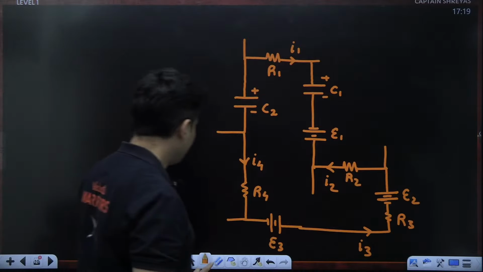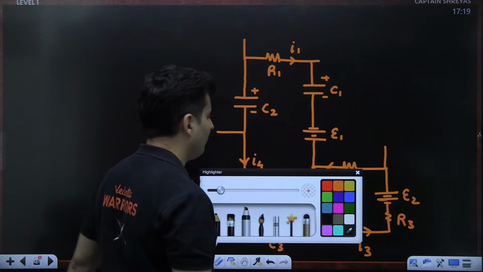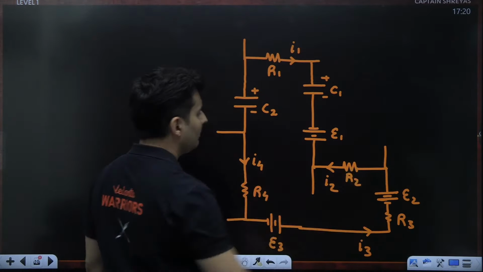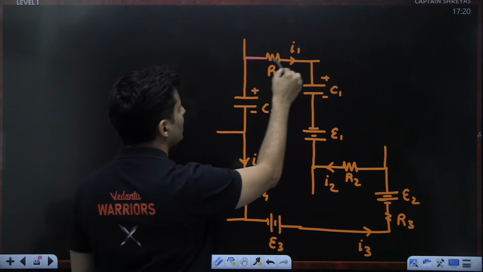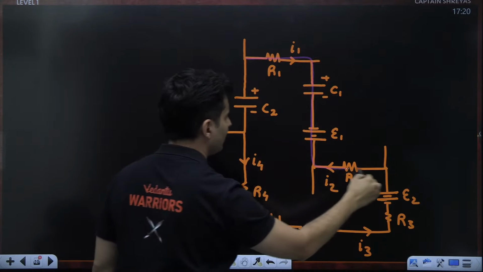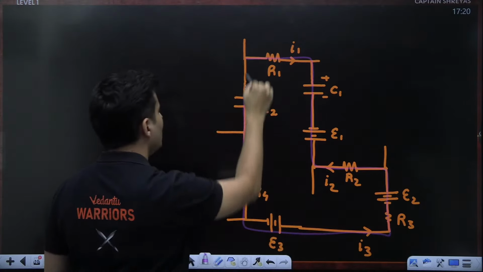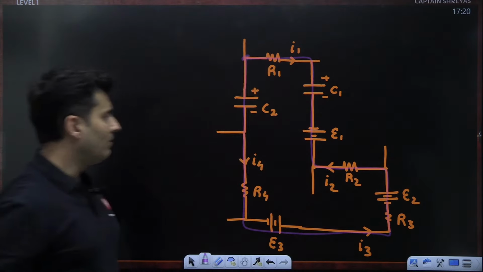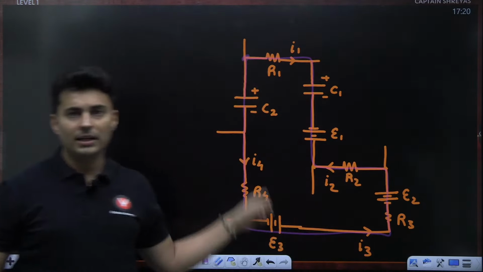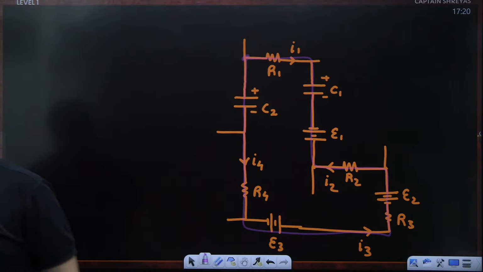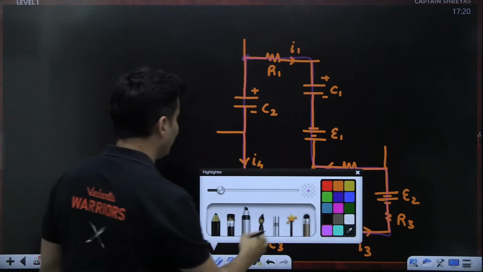Let's start. Let's decide a particular path and follow that path. Which path do we want to take? Let's say I want to start from here. I want to go like this, like this, like this. I want to come back over here. I hope you are able to see that particular path. Let's apply Kirchhoff's current law, sorry, Kirchhoff's voltage law, and see what we get.